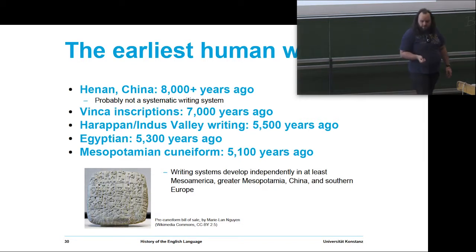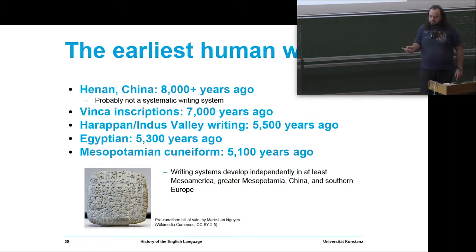The very earliest one, this Henan Chinese writing system, is probably not even a writing system at all. But we get the Vinca inscriptions, which are in southern Europe, and they're from about 7,000 years ago. And among languages that are more robustly attested, we have, for instance, Egyptian, which starts off 5,300 years ago, and then Mesopotamian cuneiform from 5,100 years ago. This is an example of cuneiform, actually pre-cuneiform tablets. It's called cuneiform because cuneiform means wedge-shaped, and these symbols are wedge-shaped.